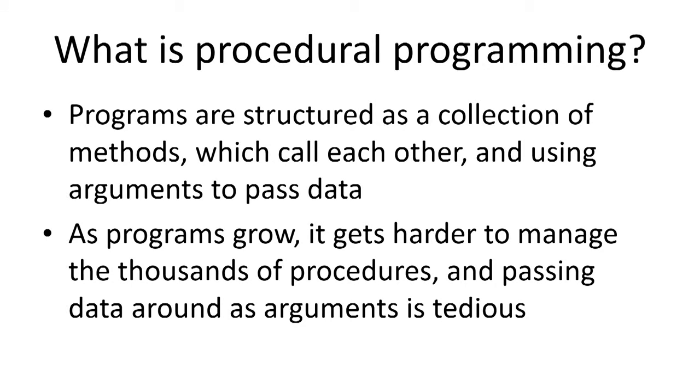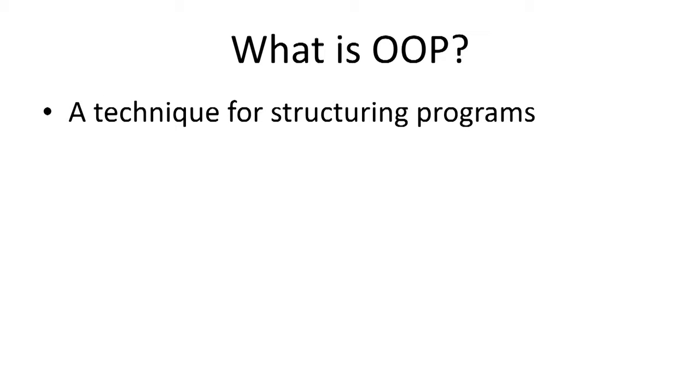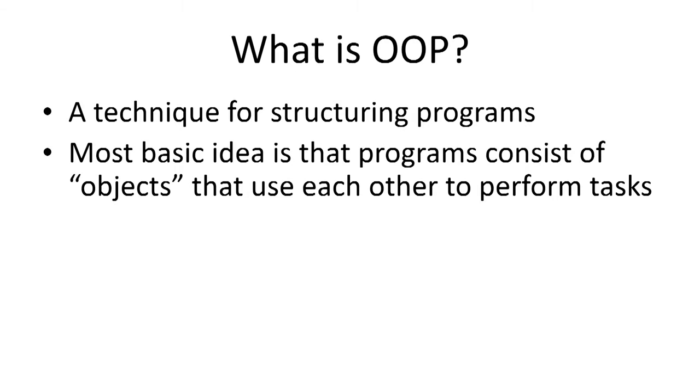But the problem is that as programs grow to the industrial scale of millions and millions of lines of code that modern programs use, it gets harder and harder to manage those thousands and thousands of procedures. And passing all of the data around that you need as arguments becomes really, really tedious. So object-oriented programming is an effort to solve some of these problems, right? It's another technique for structuring programs. It's very similar to procedural programming.